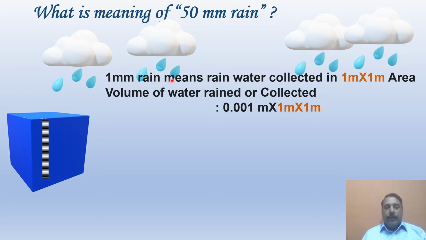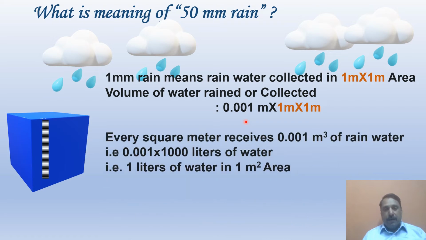So 1 millimeter of rain means the rainwater collected in 1 meter cross 1 meter of area. Then let us first try to understand how much volume of water is collected in this tank. To do that, let us understand one thing. This is in millimeter and the rest of the two quantities are in meter. So first let us convert this millimeter into meter. To convert it, we will have to divide it by 1000 and that would become 0.001 meter, and this is 1 meter, 1 meter. So the amount of water collected in this area or tank would be 0.001 meter cube.